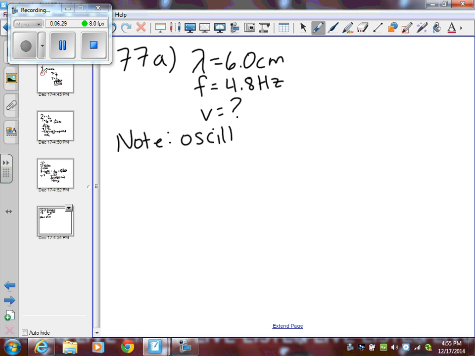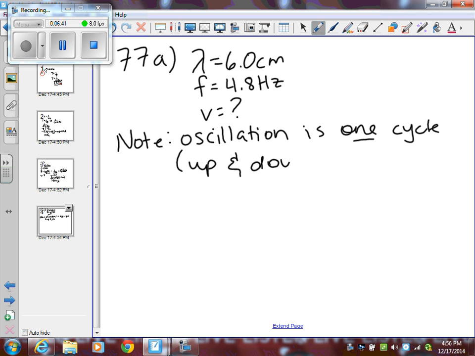Oscillation is one cycle. So that really means that it goes either up and down, or it could be back and forth. So that's what it means by oscillation. So we do know that it's 4.8 hertz.